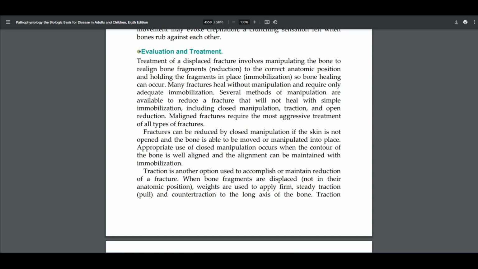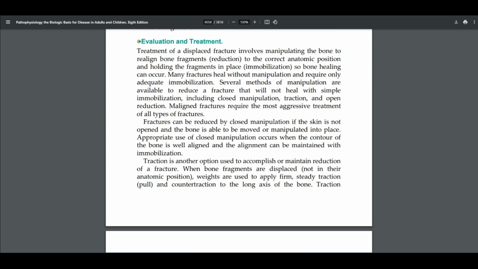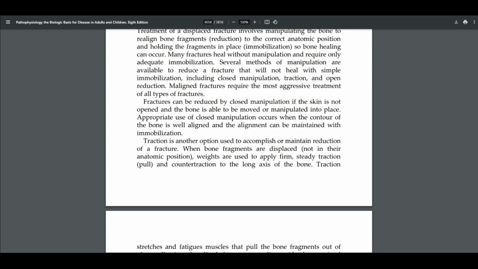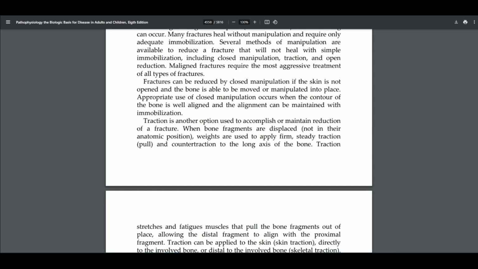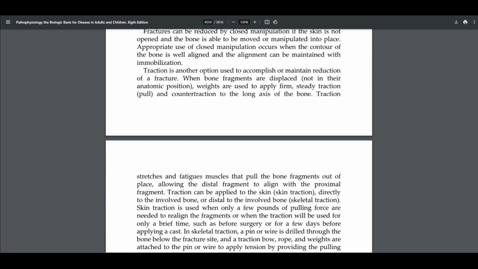Maligned fractures require the most aggressive treatment of all types of fractures. Fractures can be reduced by closed manipulation if the skin is not opened and the bone is able to be moved or manipulated into place. Appropriate use of closed manipulation occurs when the contour of the bone is well aligned and the alignment can be maintained with immobilization. Traction is another option used to accomplish or maintain reduction of a fracture.